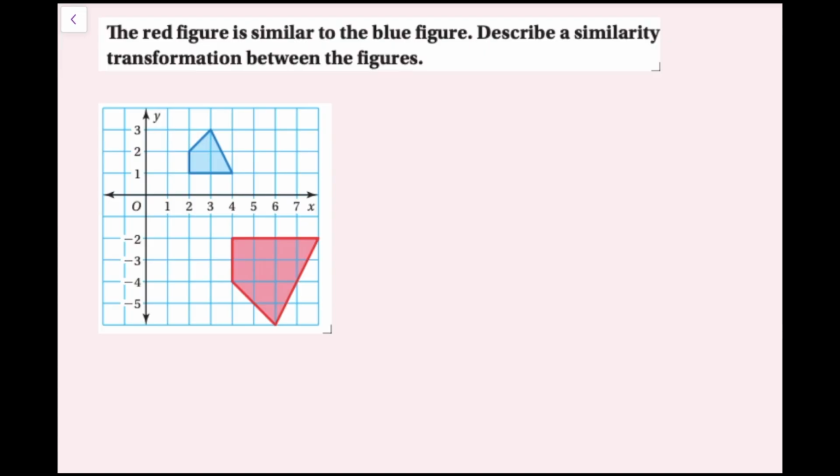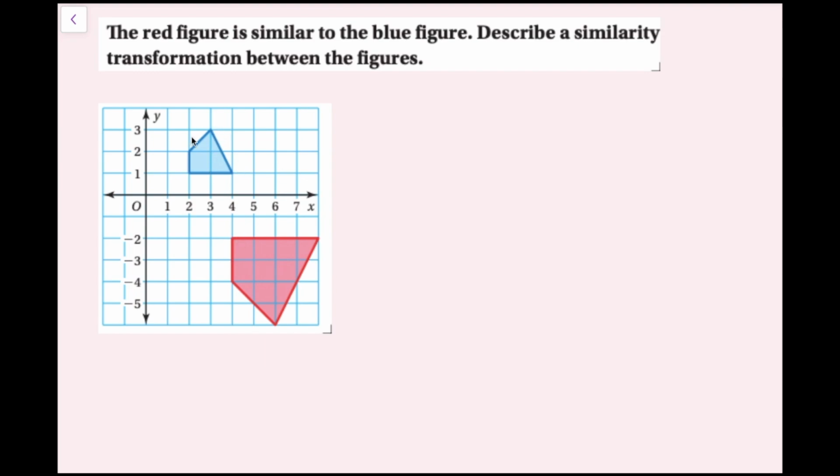For example 2, the red figure is similar to the blue figure. Describe a similarity transformation between the figures. Okay? Now it doesn't tell us exactly which one is the image and which one is the original figure. So I'm just going to say that we are getting from the blue figure to the red figure. But you could also describe a way to get from the red figure to the blue figure.